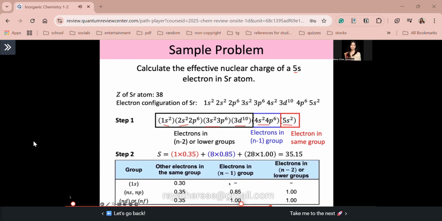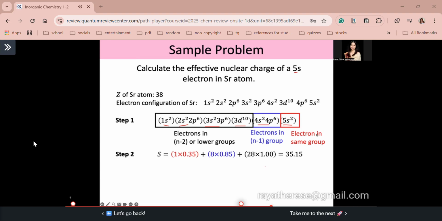Yeah, for your reference, guys, okay? Tama, di ba? 0.35 for the same group. Here, 0.85 for n-1 group. And 1, yung contribution ng electrons in n-2 or lower groups. Okay? So the value of the effective nuclear charge is equal to atomic number minus shielding constant is equal to 38 minus 35.15 is equal to 2.85. The effective nuclear charge of a 5s electron in strontium atom is 2.85.